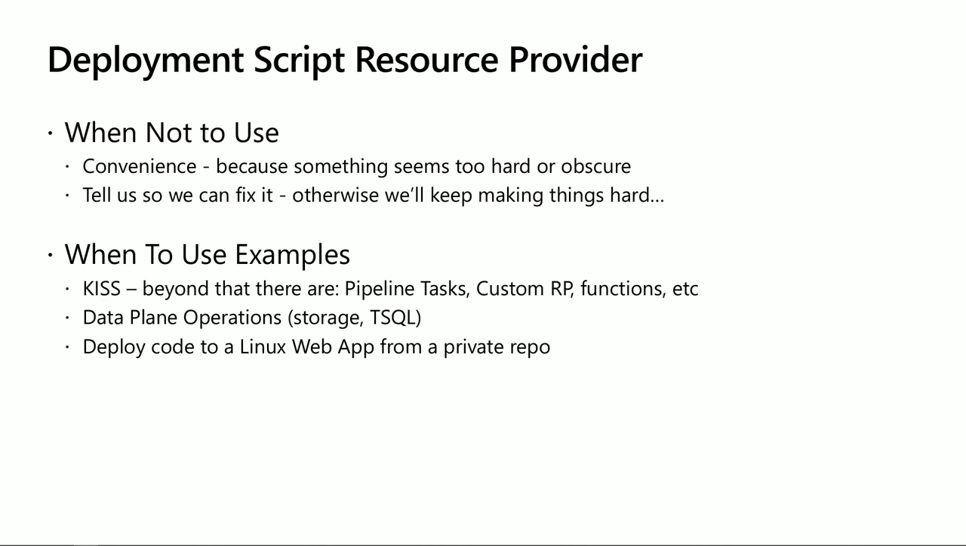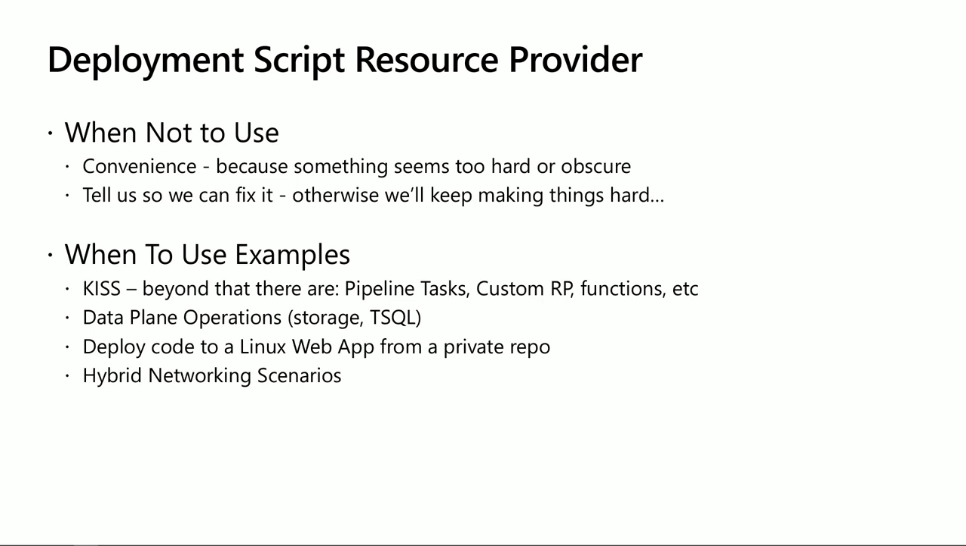Deploying code to a Linux web app, so this is one I ran across a couple weeks ago where someone was trying to figure out how to privately deploy code from a repo to a Linux web app. If you're in a Windows web app, you can use an MS deploy package, so you can build it and shove it through your pipeline and you can deploy it that way. Linux doesn't support web deploy, and so one way to do that would be to take this deployment script resource and go wrap your deployment in that.